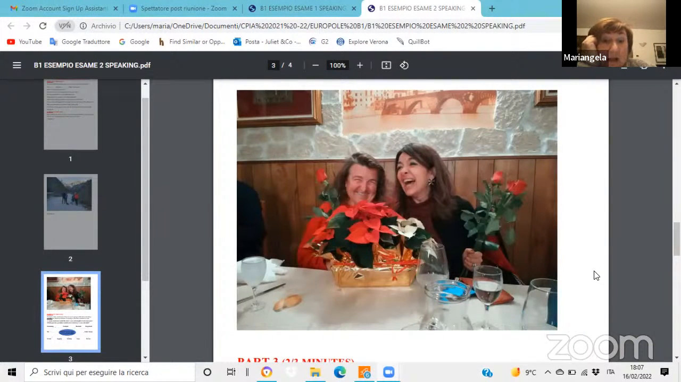Okay. They are in a restaurant, I think, because in the background there are many pictures, and on the table there are glasses and a bottle of water.